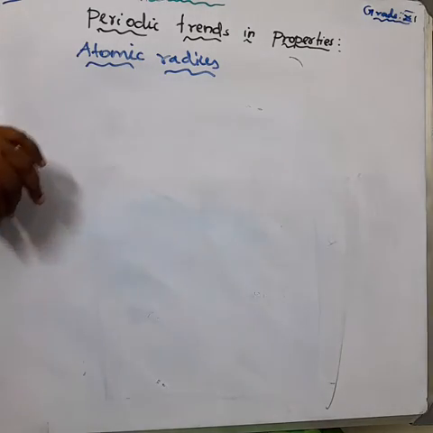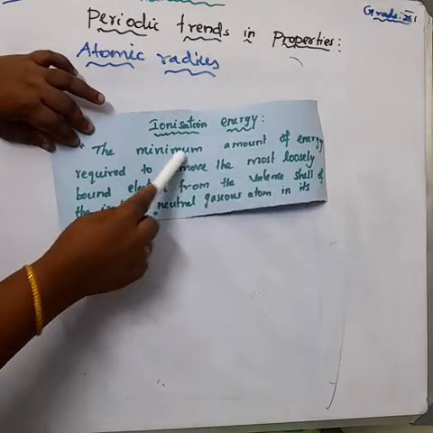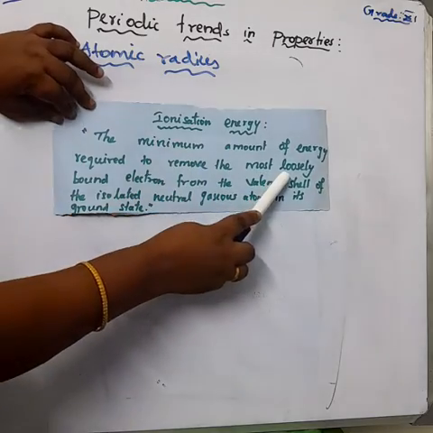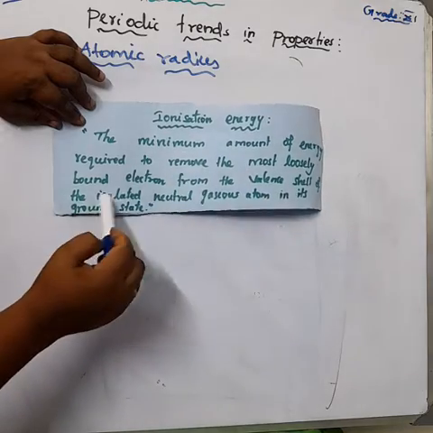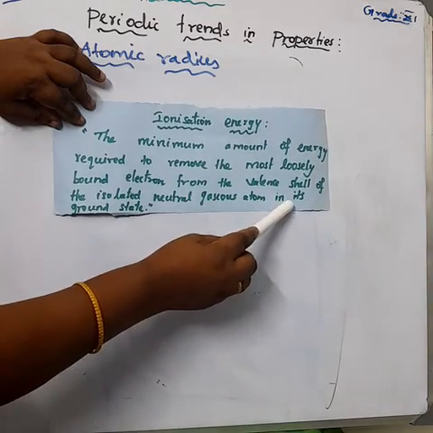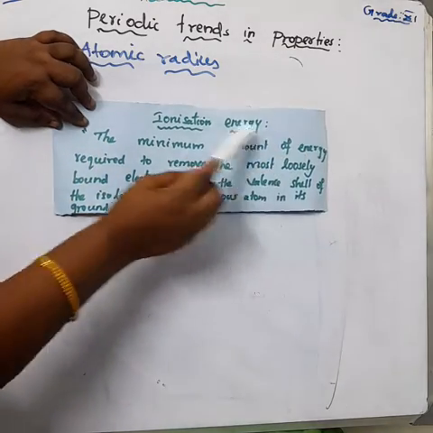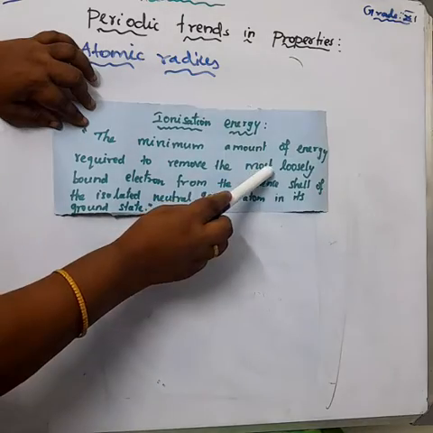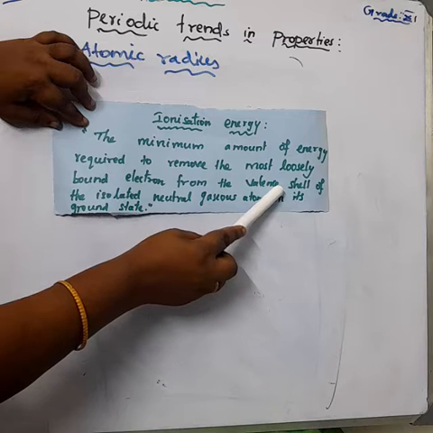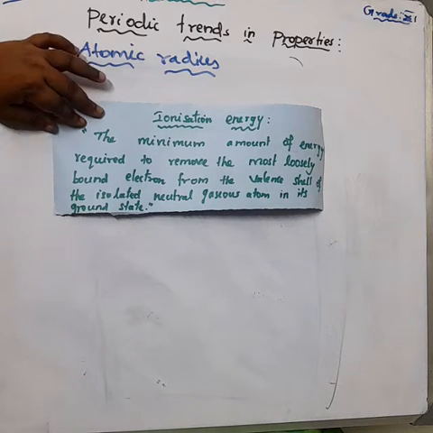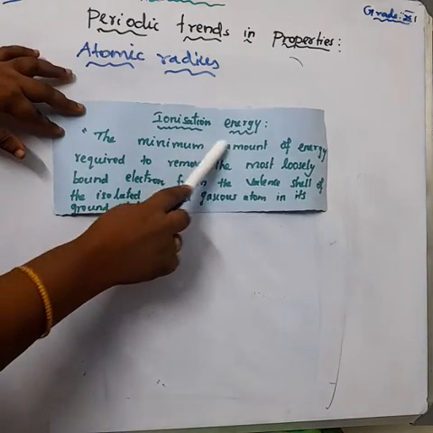And what do you mean by ionization enthalpy or ionization energy? It is defined as the minimum amount of energy required to remove the most loosely bound electron from the valence shell of the isolated neutral gaseous atom in its ground state. When we are removing the electron from the valence shell, we should give energy. That energy we call the ionization energy.